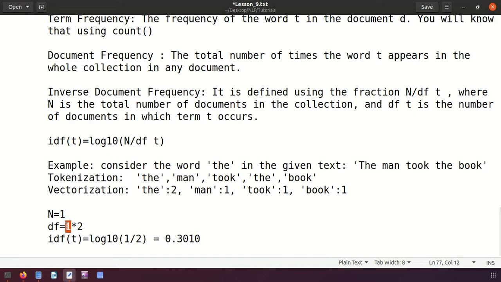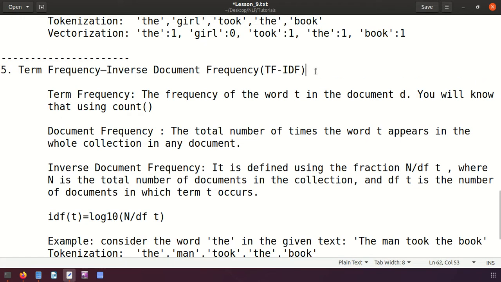If you have 3 documents, then you have to put 3 here. Once it is repeated in one document, 2 times in the second document, 3 times in 4 documents, so you count all those things and put them here, and how many documents you have, you put here, and after that you will get DF. Then you put it within this formula, n divided by df of t. So here we have only 1 by 2, and that is the frequency, right? This is called TF-IDF vectorization. So I hope you understood all these things.